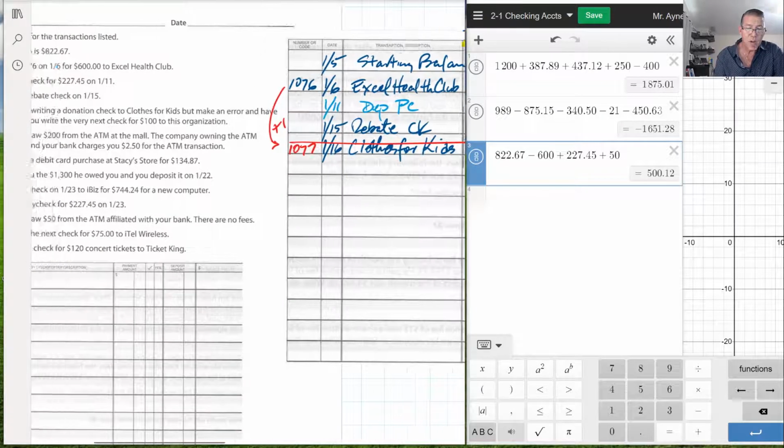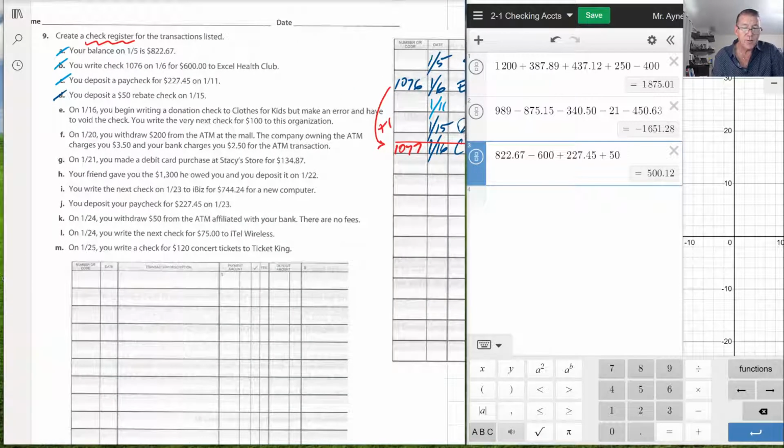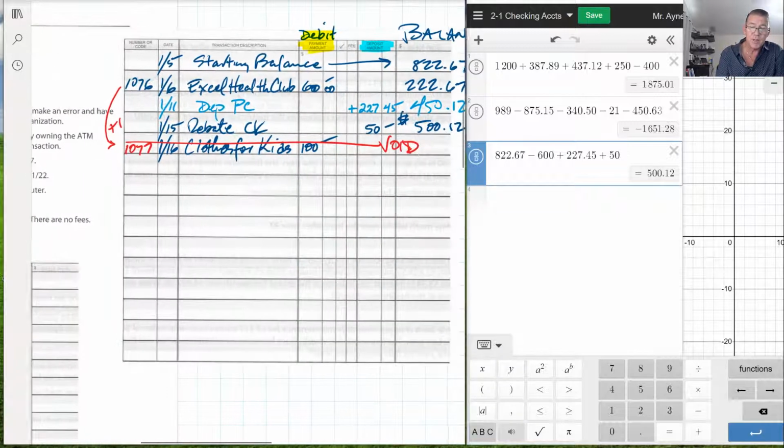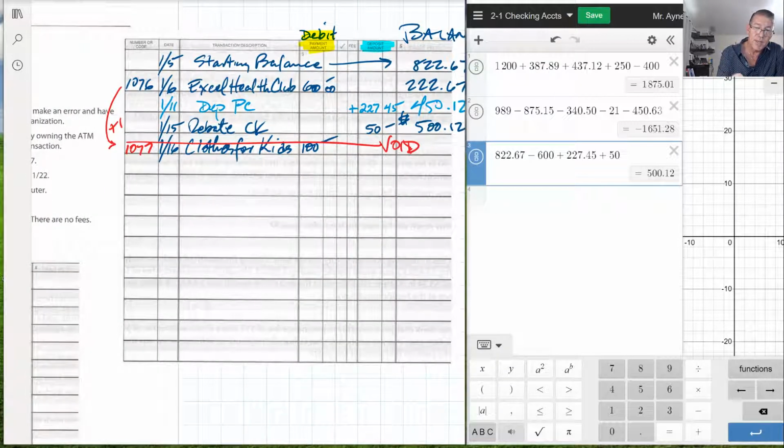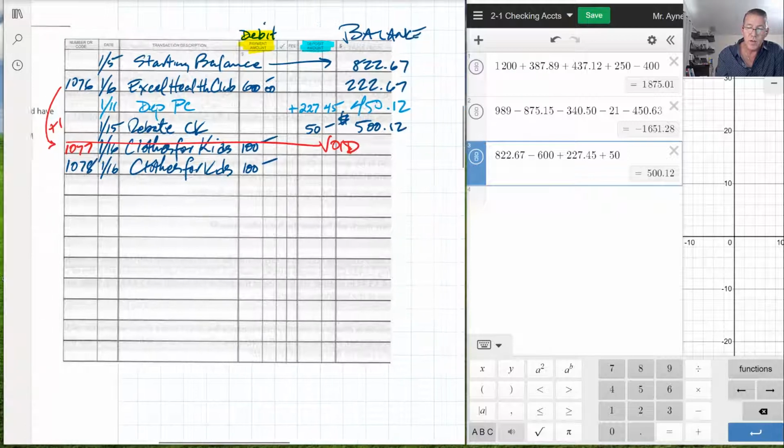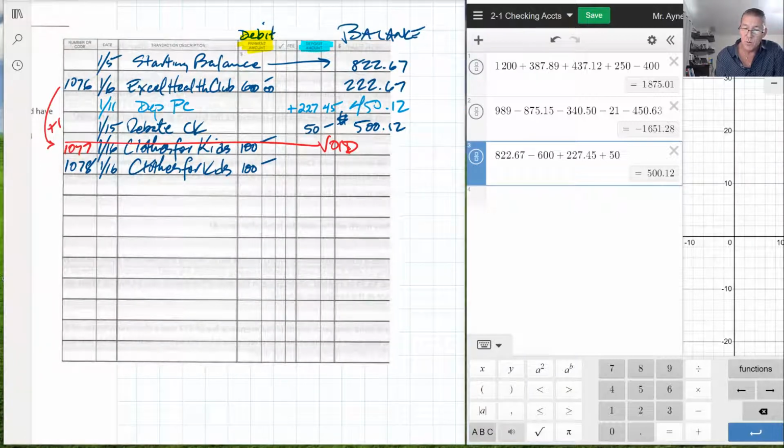You void that and keep track of it, but then you have to write the very next check. It says write the very next check for $100 to this organization. So let's put that in. We're at check number 1078, on the same day, to Clothes for Kids. We had $412, and now we subtract $100. Now we're down to $412. Okay, why? Because we've got to subtract $100.